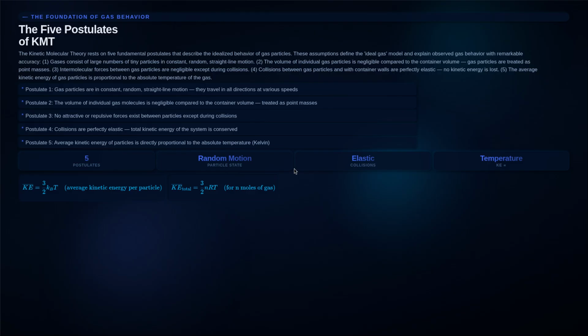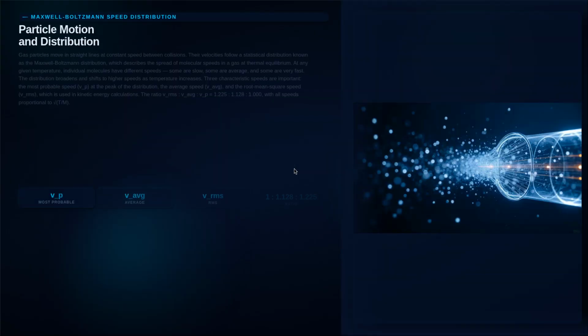Fourth, collisions between gas particles and with container walls are perfectly elastic, meaning no kinetic energy is lost. Fifth, the average kinetic energy of gas particles is directly proportional to the absolute temperature. These postulates define the ideal gas model.